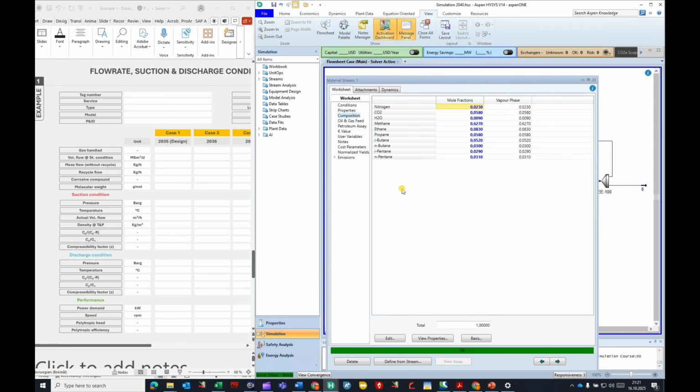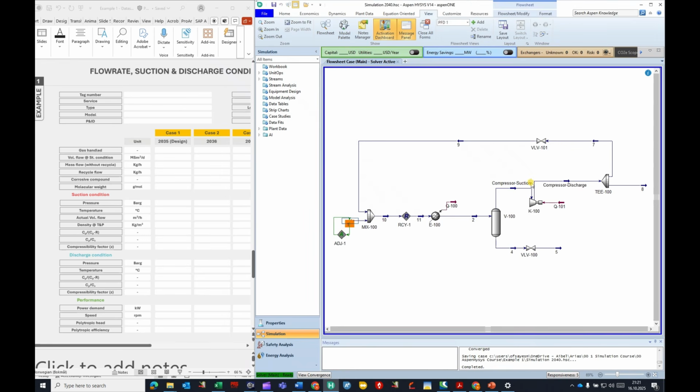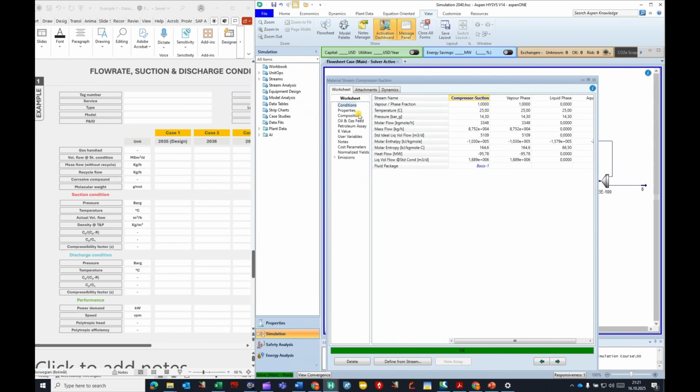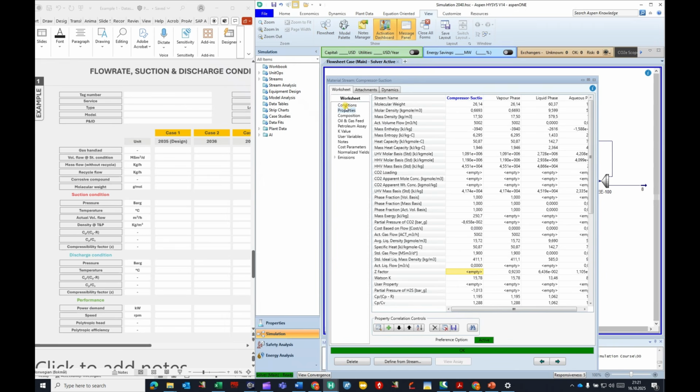Volumetric flow at standard condition is the same from suction to discharge side of the compressor. You can find it in the compressor section or the discharge. Let's go to the compressor section. In the properties, and standard gas flow.